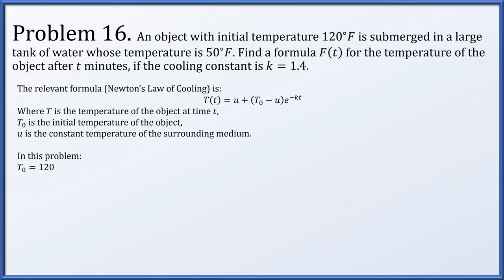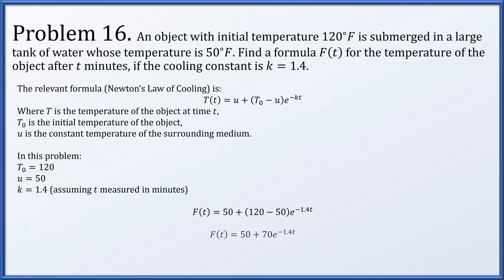In this problem, we are starting at a temperature of 120 degrees Fahrenheit, and the water bath is held constant at 50 degrees. The cooling constant K was given to be 1.4, assuming we're measuring time in minutes. So F of t is U, 50, plus T naught minus U, 120 minus 50, times e to the minus Kt, e to the minus 1.4t, which simplifies down to 50 plus 70 times e to the minus 1.4t.